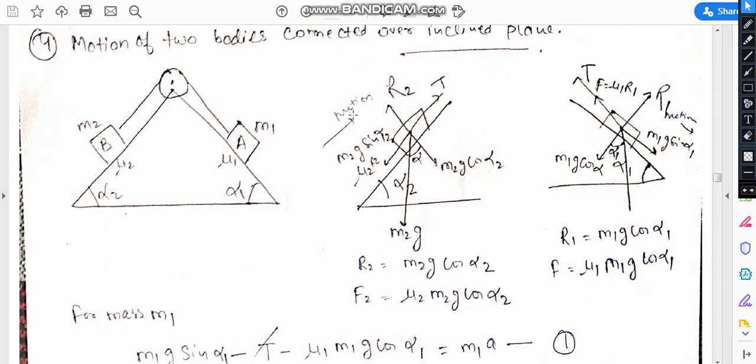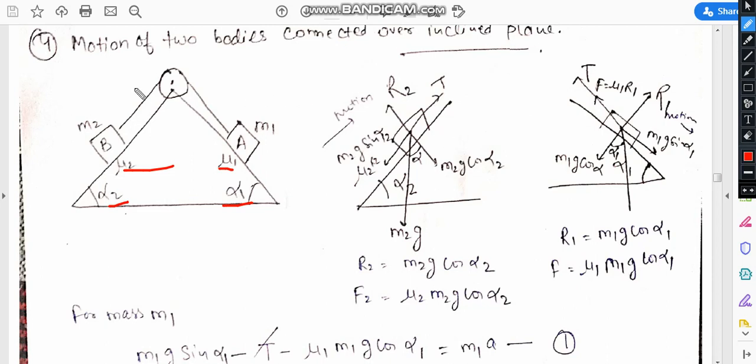Hello students, today we have talked about the motion of two bodies connected over an inclined plane. So here m2 and m1 are the two masses, and the coefficient of friction of this surface is mu2 and this surface is mu1. This angle is alpha 2 and this angle is alpha 1. So one by one, we solve these two objects independently.